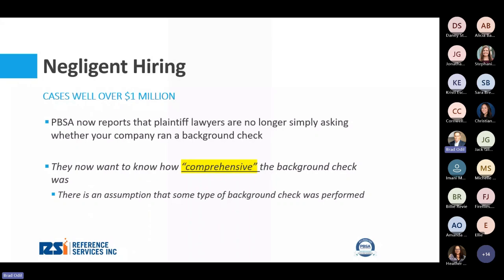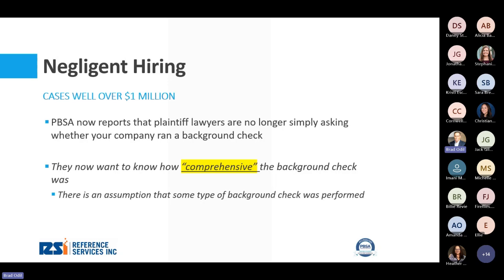So I'll start too with kind of an update from the Professional Background Screeners Association. Negligent hiring is really at the heart of what we're trying to protect. And when we think about comprehensive screening, the Professional Background Screeners Association is now documenting cases well over $1 million.